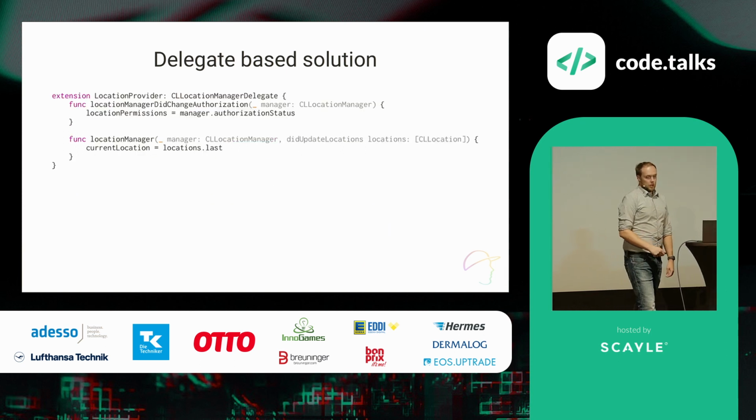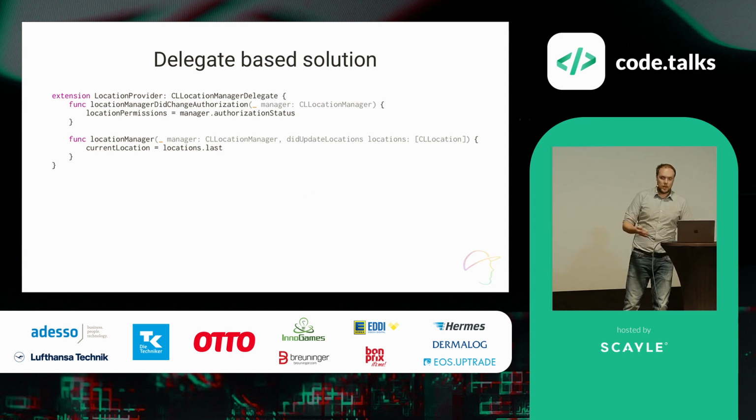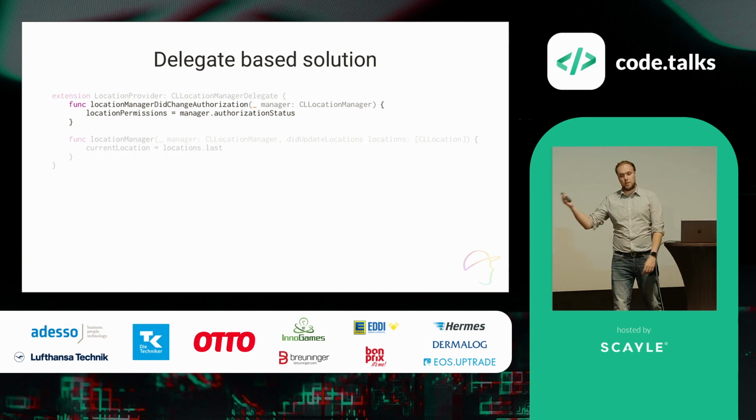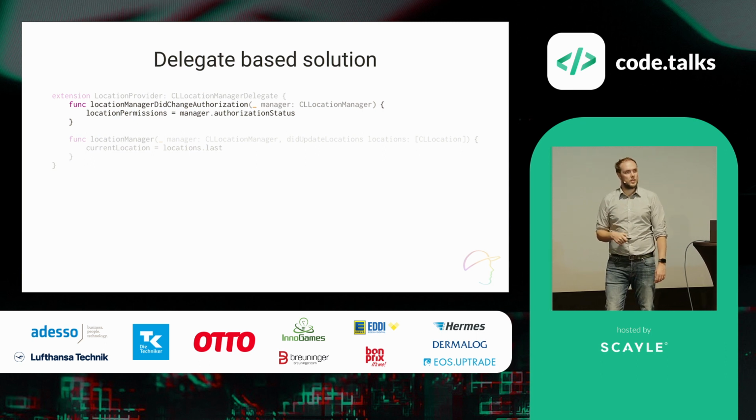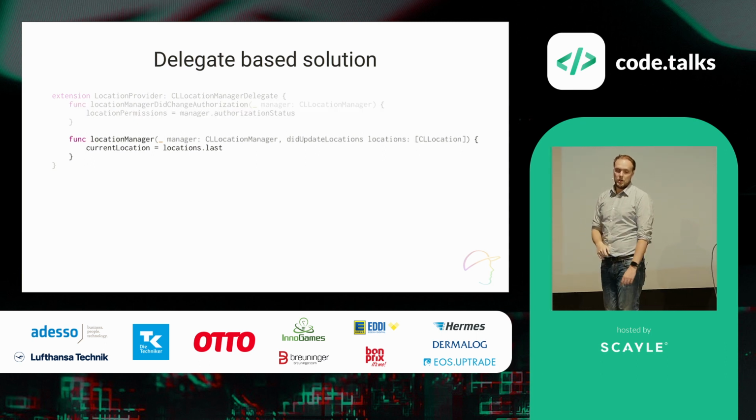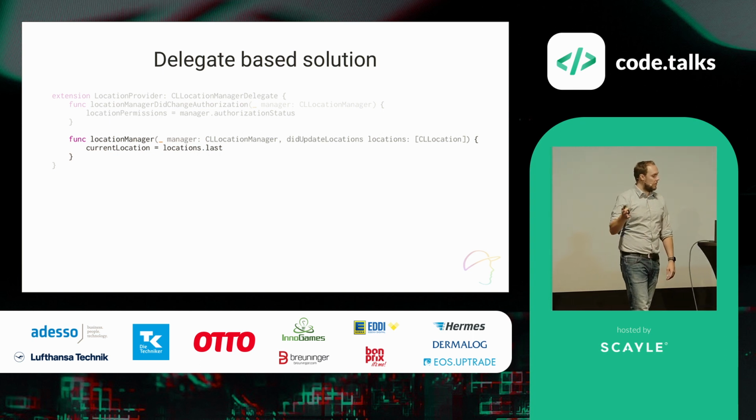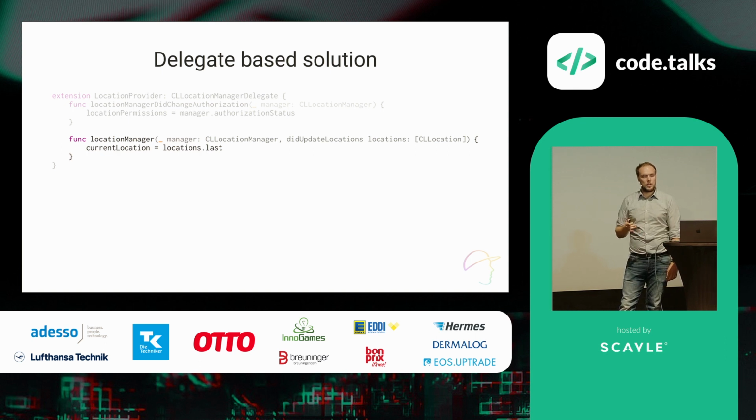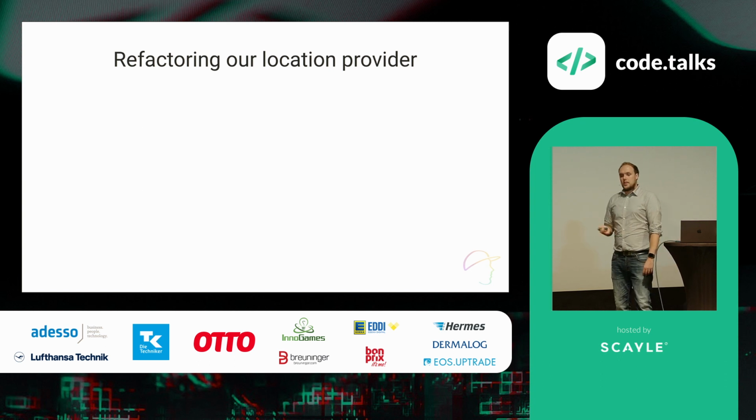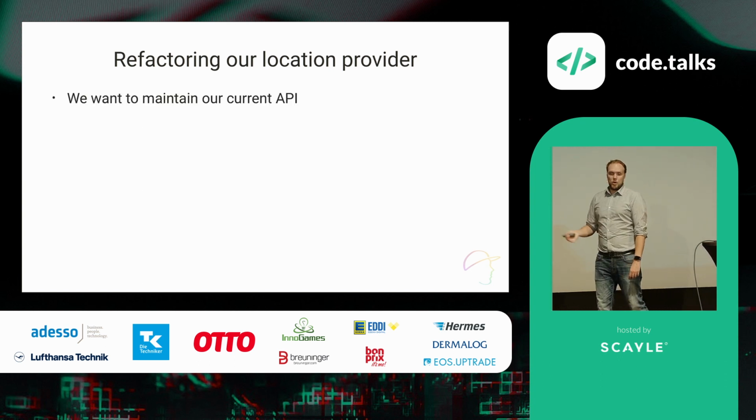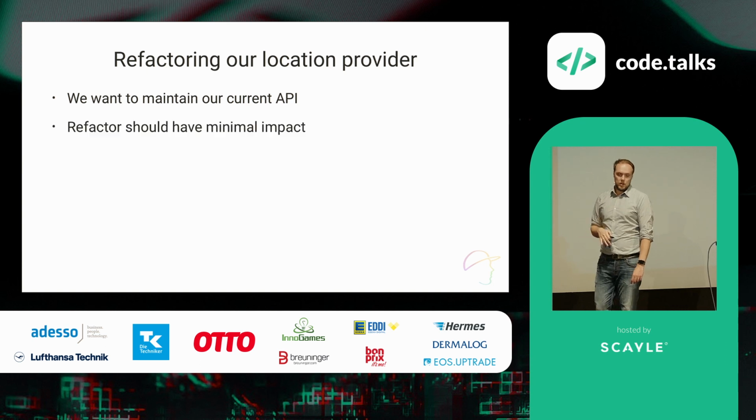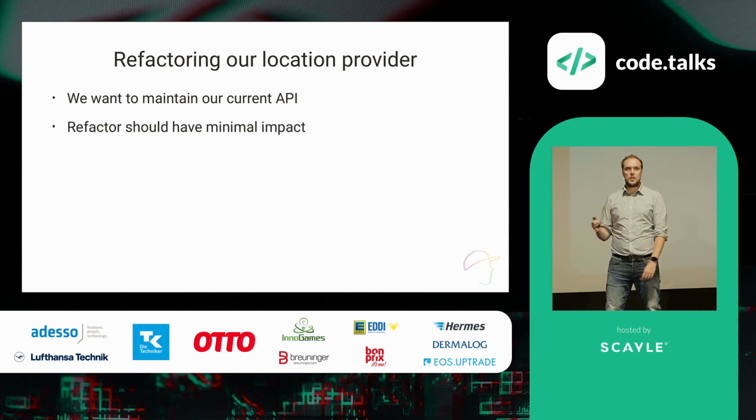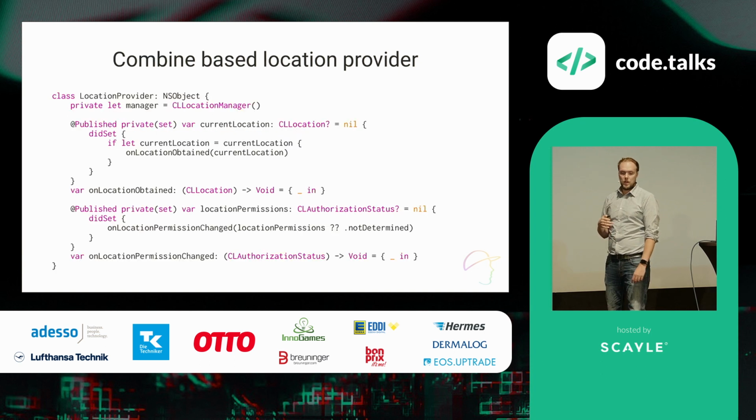To actually implement the location manager delegate, we simply implement two functions, and we say if the user's authorization status changes, change that property that reflects the location permissions, and if we get a new location, make the current location the last known location for the user. Relatively simple, and if you've sort of figured out how that Published property wrapper works or how we can use that, you might be thinking about a solution already. But let's set some requirements for this. We want to maintain our current API when we introduce Combine into this object. The refactor should have a minimal impact because that's what we always strive for when introducing new technologies.